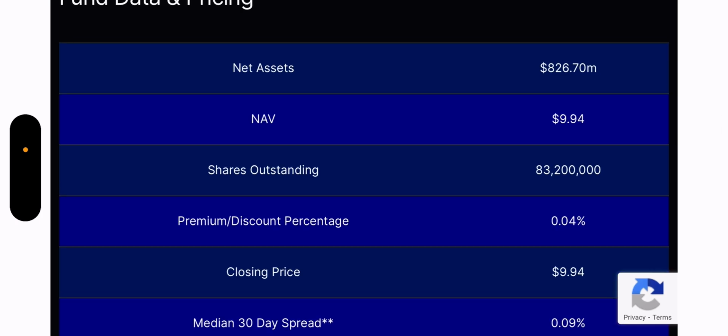Now, where does that come from? That comes from net assets. You see right at the top, net assets of 826 million. If you take that and divide it by the shares outstanding, you get $9.94 per outstanding share. So net asset value divided by shares outstanding equals 9.94. That's basically the calculation in a nutshell.